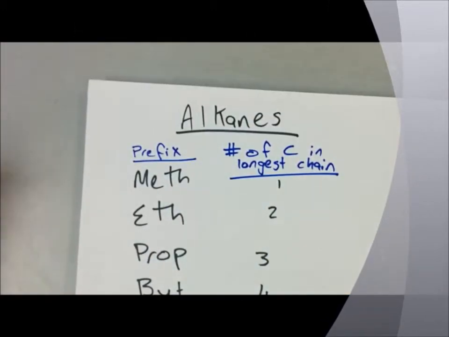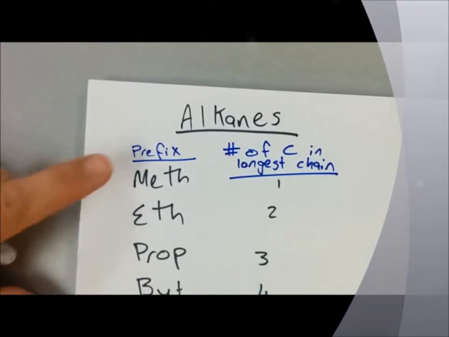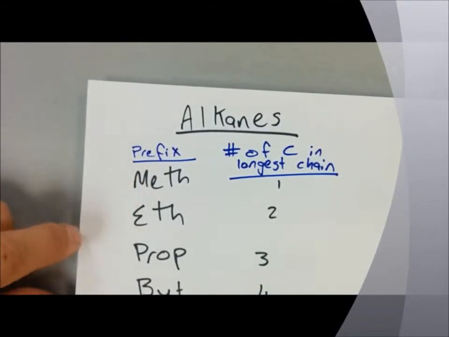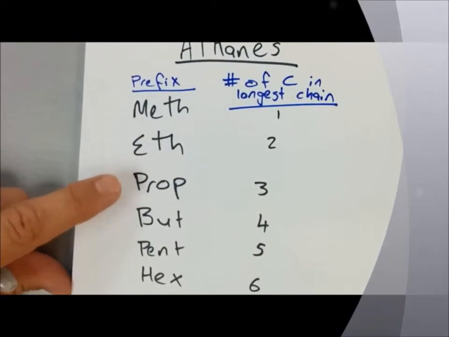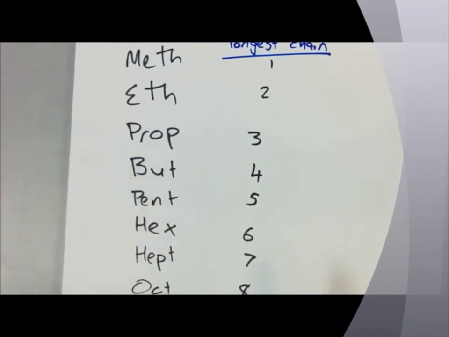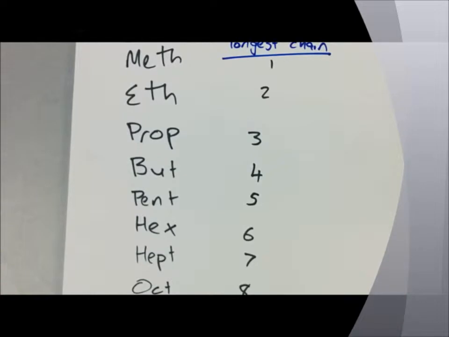Once you've worked out how many carbons are in the longest chain, then you know what prefix to use. So as a reminder from last year, it's meth for 1 carbon, eth for 2, 3 carbons is prop, 4 is but, 5 is pent, then it goes hex, hept, oct, non, dec. So an example is something like this.